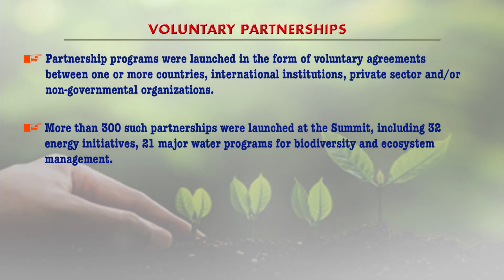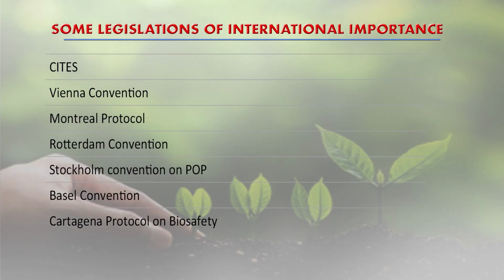More than 300 partnerships were launched at the summit, including 32 energy initiatives, 21 major water programs and partnerships for biodiversity and ecosystem management. This was a big achievement of this conference. Some legislations of international importance, other than these main conferences, are CITES, the Vienna Convention, Montreal Protocol, Rotterdam Convention, Stockholm Convention on POP, Basel Convention, and Cartagena Protocol on biosafety.